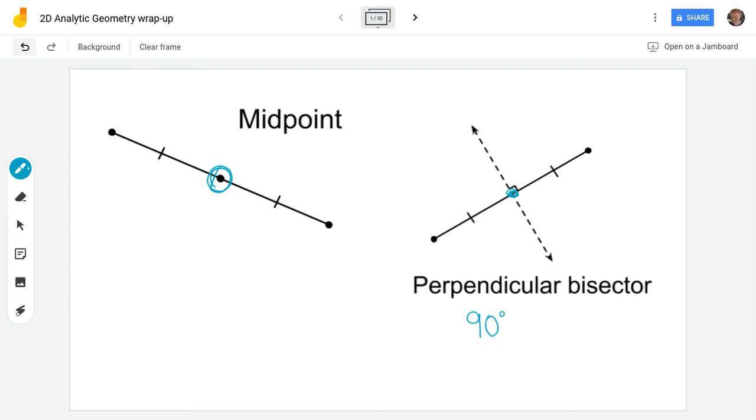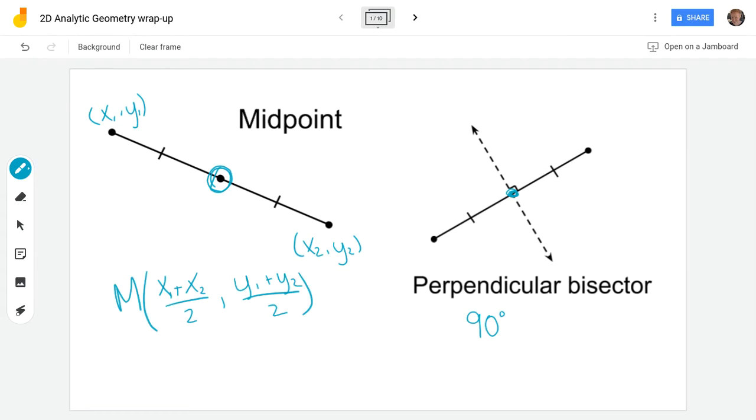And you should remember the midpoint formula. It looks like this. You find the average of x1 and x2. So if this is x1 and y1, and this is x2 and y2, you find the average of both parts. So the average of the x values and the average of the y values, and that gives you your midpoint.